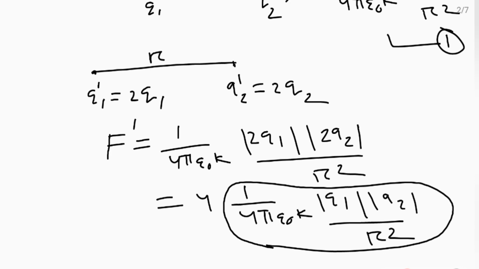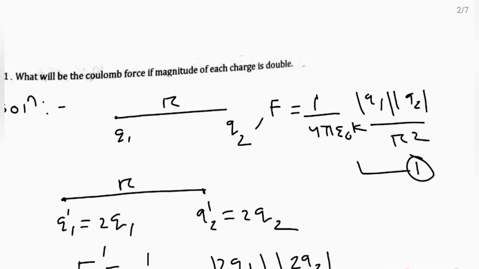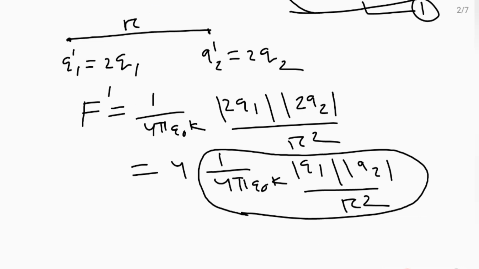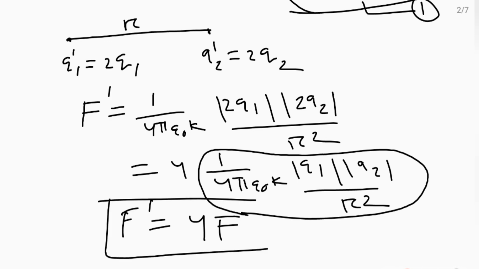How much? This is simply F. So we can put this value as F. So the force becomes 4 times the initial force when charges are doubled. So now we will go to the next question.